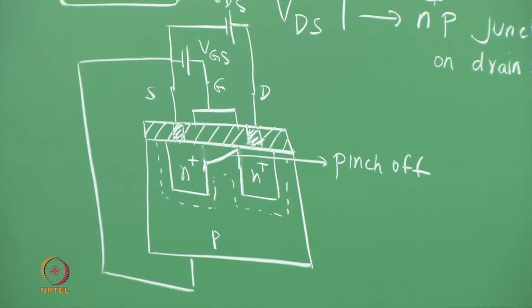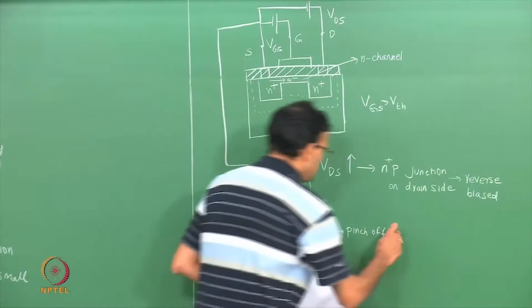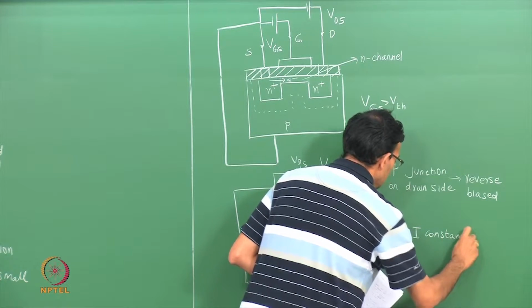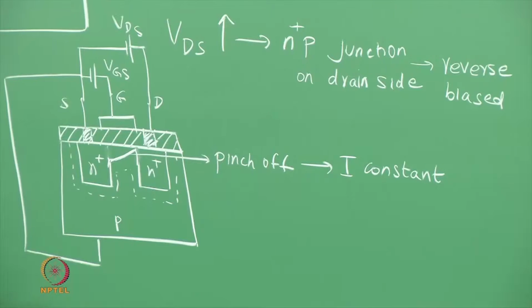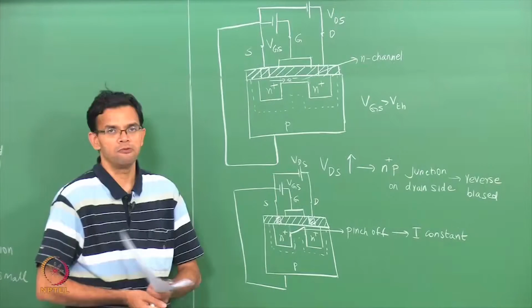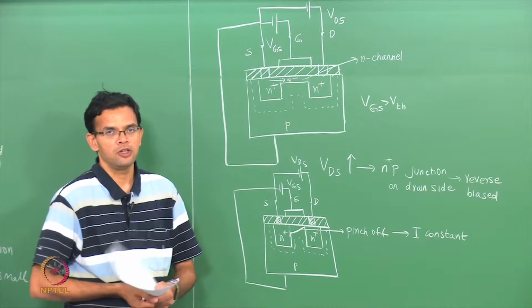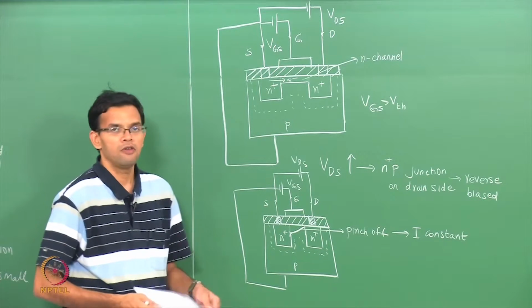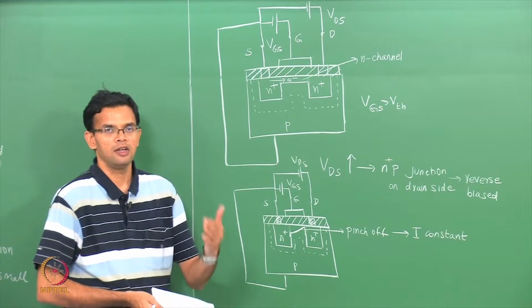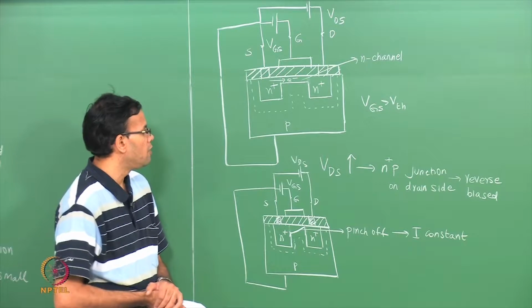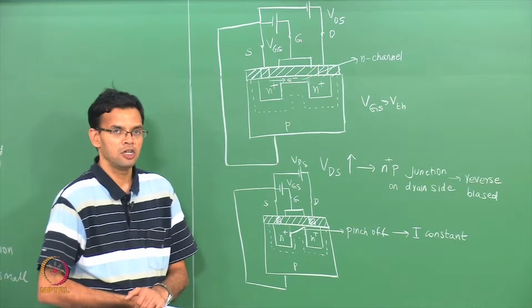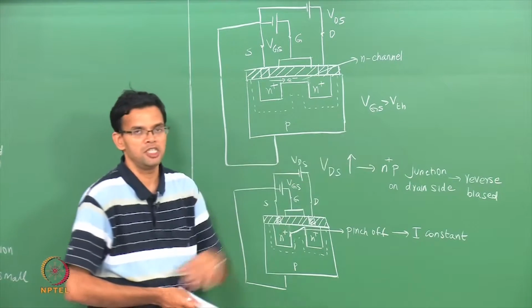Once pinch off occurs, the current is essentially a constant, because the current is determined by the resistance of the n channel, and as long as the pinch off width is small, it will not affect the total current. So in the case of a MOSFET, if we put all this information together, we can draw a current versus voltage characteristics. We will plot the current through the channel as a function of the drain source voltage for different values of VGS.